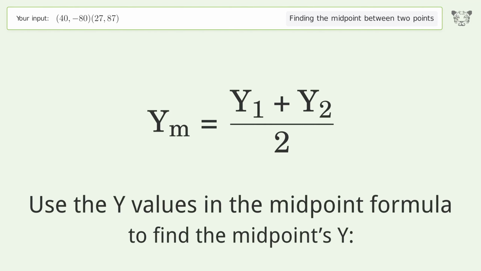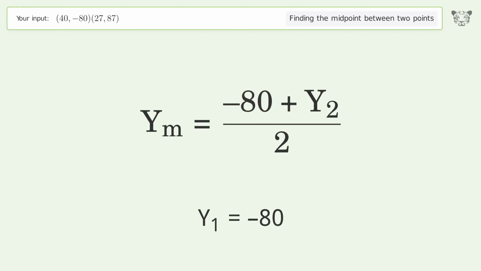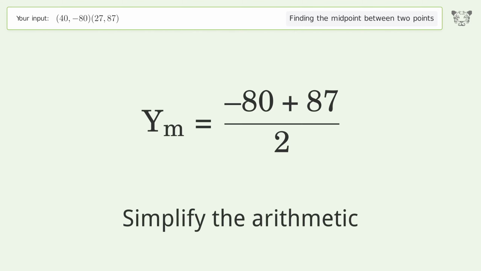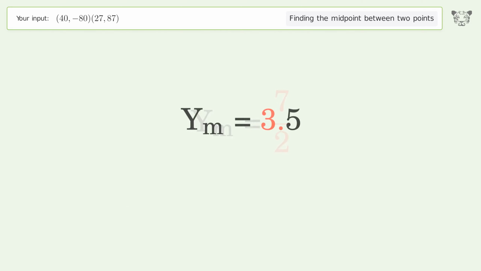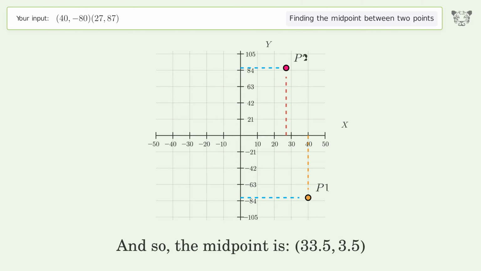Use the y values in the midpoint formula to find the midpoint's y. y1 equals negative 80. y2 equals 87. Simplify the arithmetic. And so, the midpoint is 33.5, 3.5.